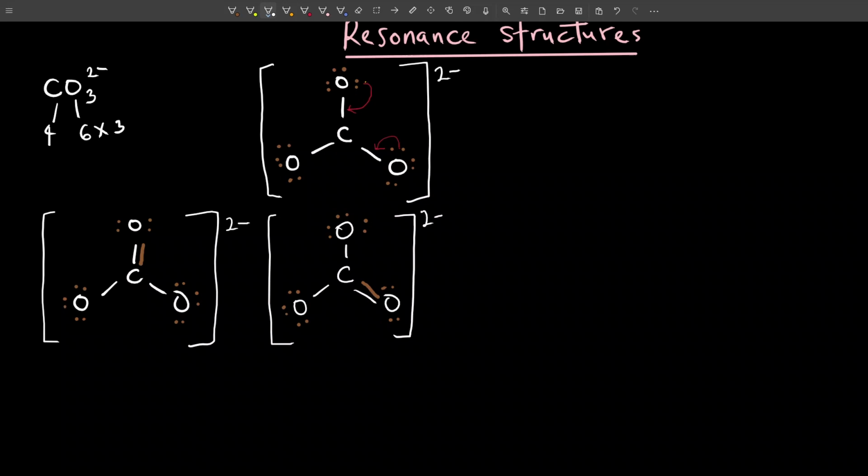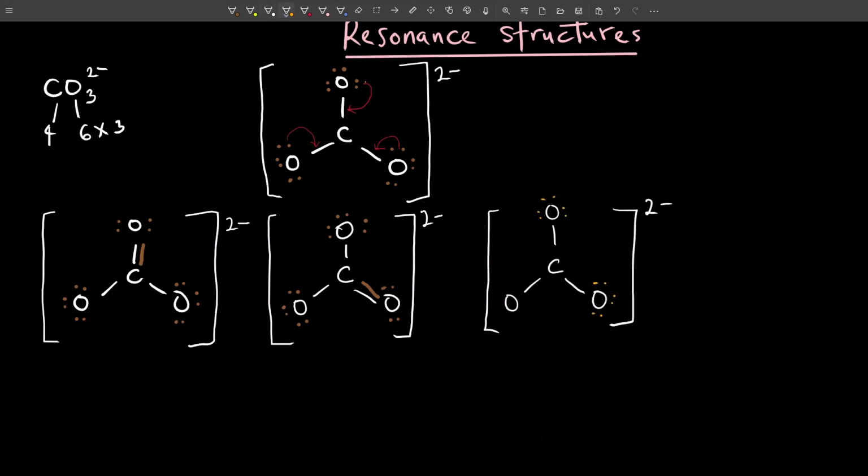What else can we do? We can also assume that instead of me taking electrons from these 2 oxygen atoms on the right, I can take from this one on the left. So I can take one of the lone pairs here and use it to form a bond here. There are 3 different possible scenarios here. So what's that going to give me? Something like this.